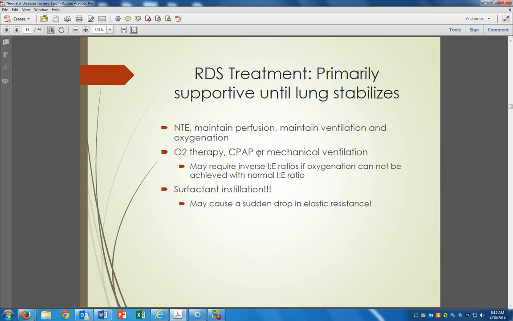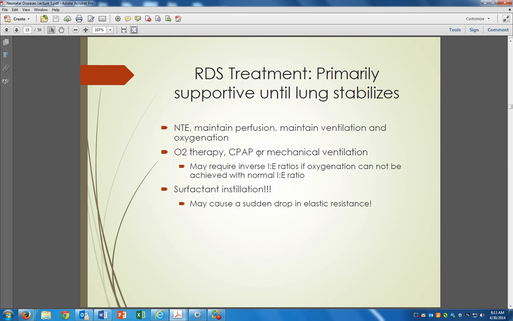So we're going to initially be supportive in therapy. Neutral thermal environment, which would be body temperature at 37 degrees. Maintain the normal perfusion, that may mean fluids. Ventilation, oxygenation. So we'll start with oxygen therapy if it's appropriate. Move them to CPAP and then to mechanical ventilation. In some cases, we may start with mechanical ventilation because they're doing poorly. Move them off mechanical ventilation to non-invasive CPAP, and then back to O2 therapy.